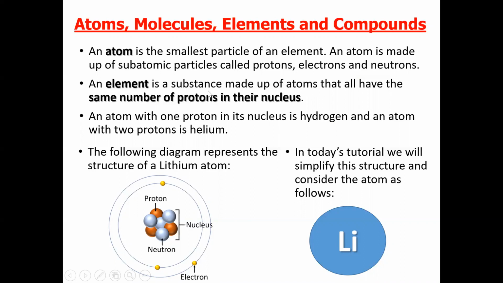So an atom is basically the smallest particle of an element. An element is a substance made up of atoms that all have the same number of protons in their nucleus. So just like lithium had 3 protons in its nucleus, hydrogen is an atom with 1 proton in its nucleus, and helium is an atom with 2 protons in its nucleus. Now, for the sake of this tutorial today, I would like you to represent an atom as follows. We're going to simplify it because today is about balancing equations. So we will go into the structure of atoms in another tutorial.